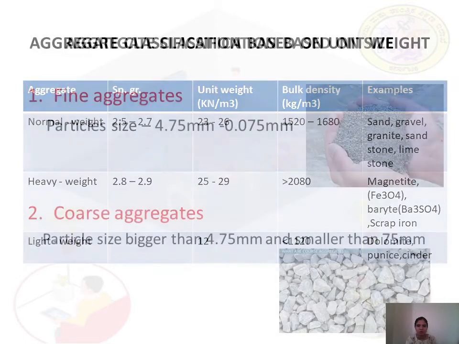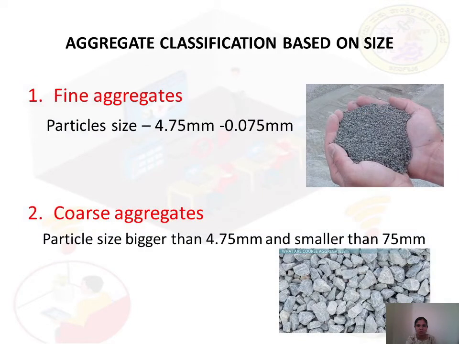Next, we'll move on to the classification based on size. This is one of the important classifications. Based on its size, there are two different types of aggregates, that is fine aggregate and coarse aggregate.